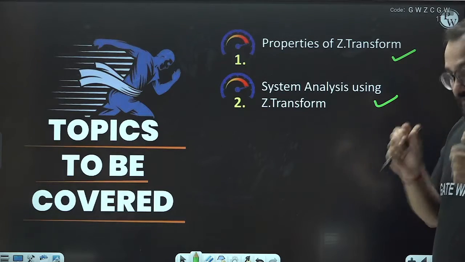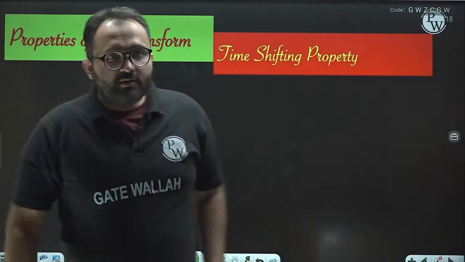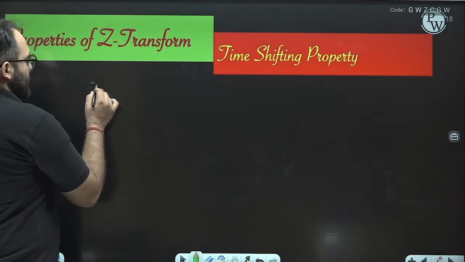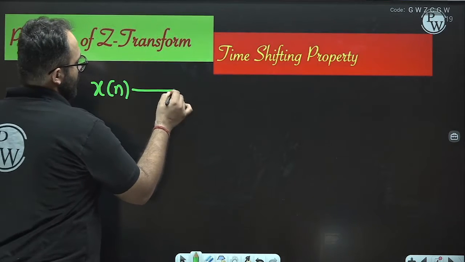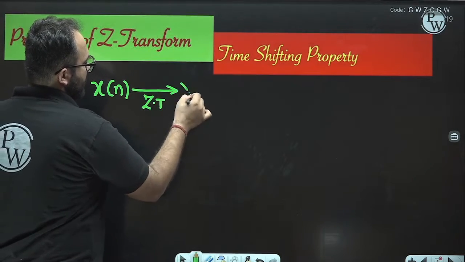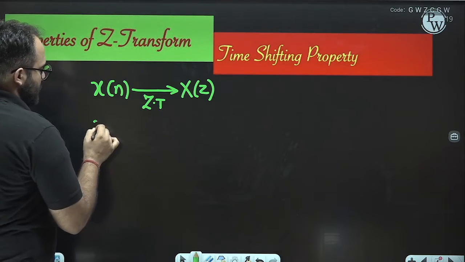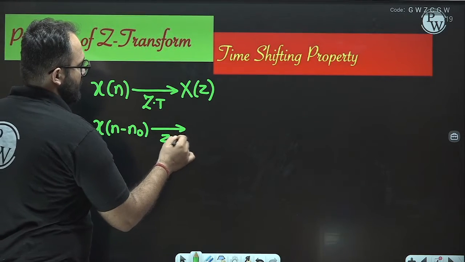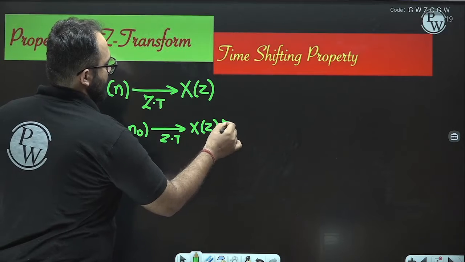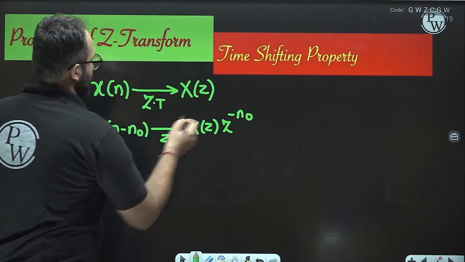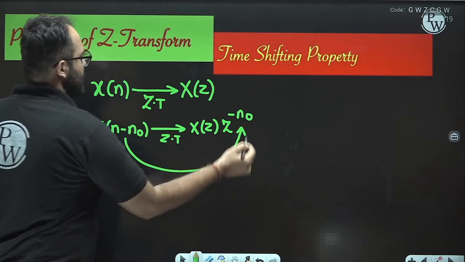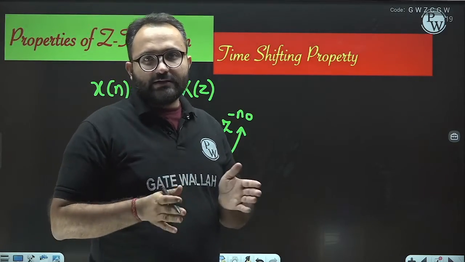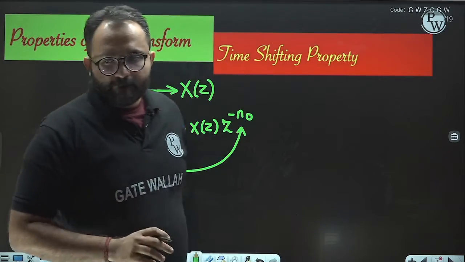So first of all, let us cover all the properties of Z transform. The first property is the time shifting property. The property says that if x[n] has Z transform X(z), then x[n minus n0] will have Z transform z to the power minus n0 times X(z). The effect goes with the same sign. Always remember that in case of time shifting, the effect always goes with the same sign.